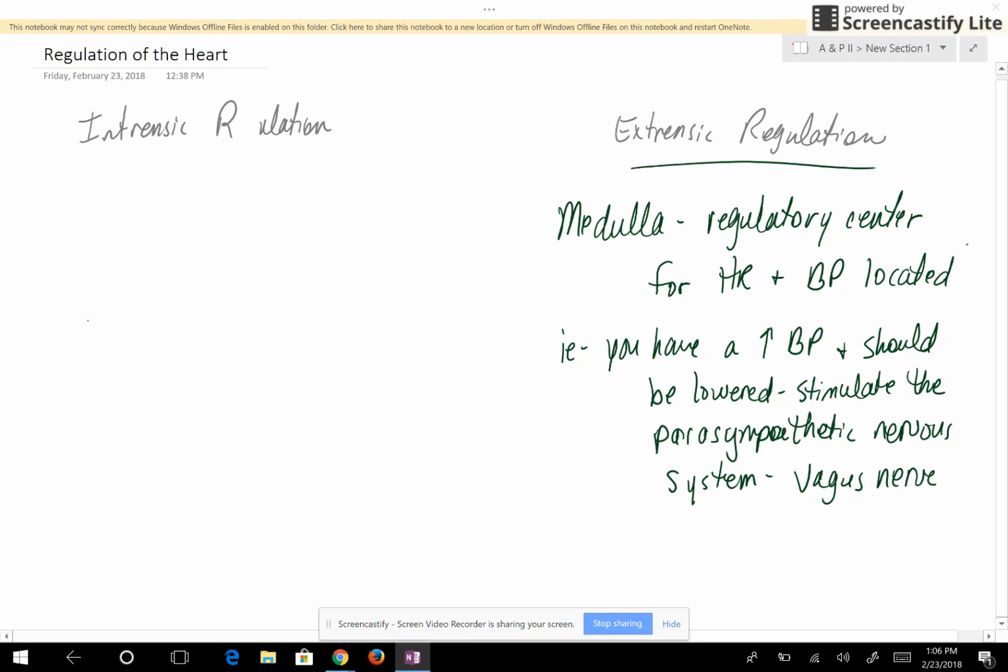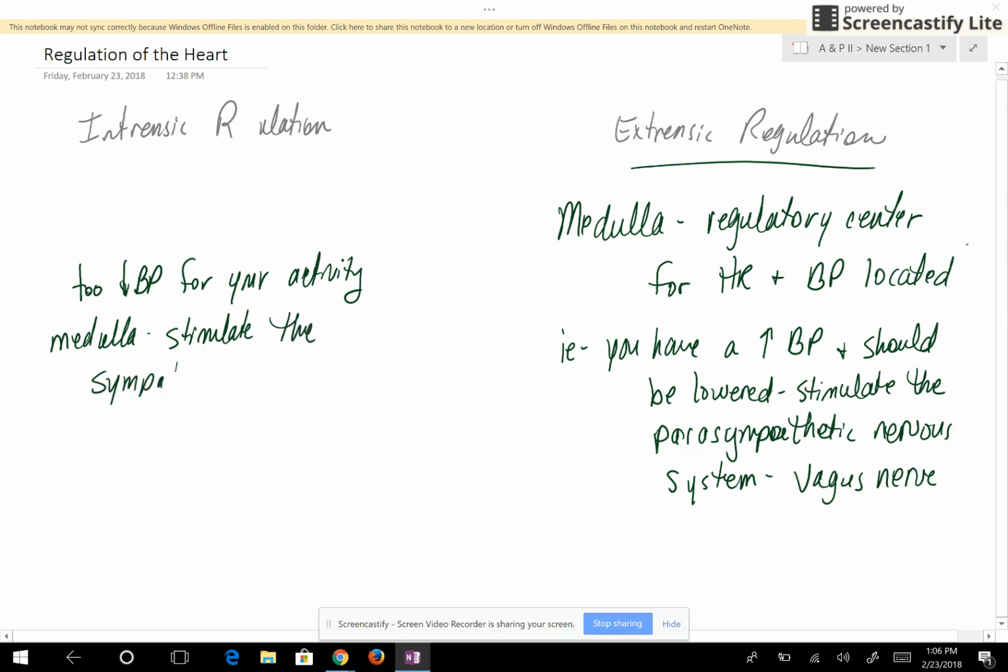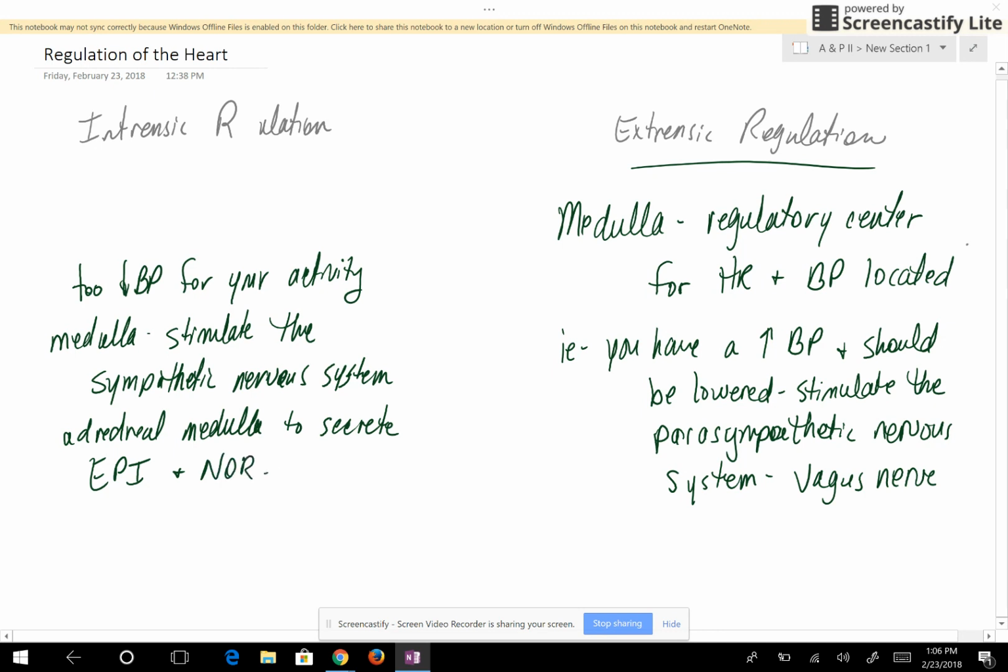Okay, let's go over and give another example. And we're going to say that this time it's going to have too low of a blood pressure for your activity. The medulla is going to read that and says that it wants to stimulate the sympathetic nervous system. If the medulla stimulates the sympathetic nervous system, it's going to tell the adrenal medulla to secrete epinephrine and norepinephrine. These are going to increase the heart rate and increase the blood pressure.